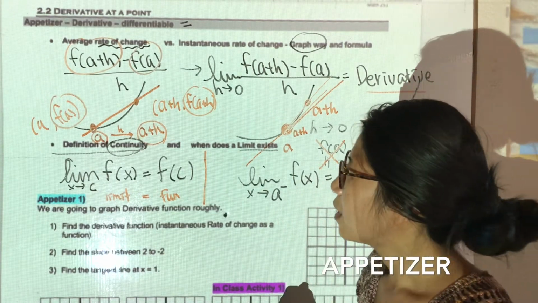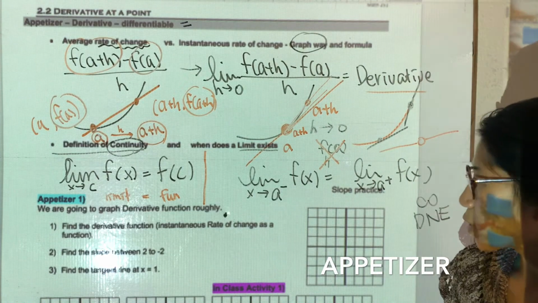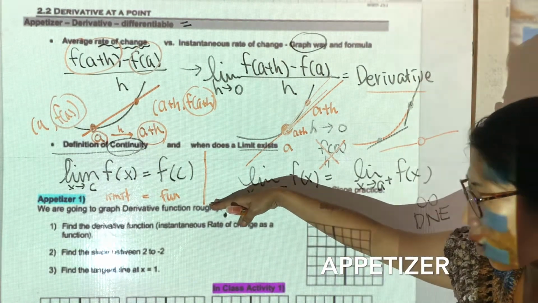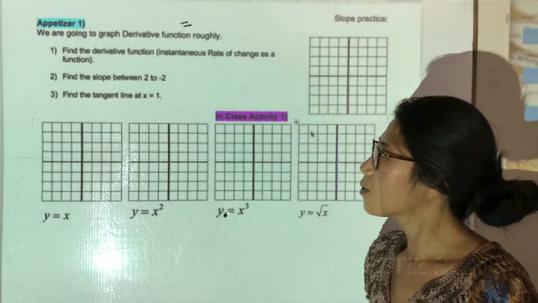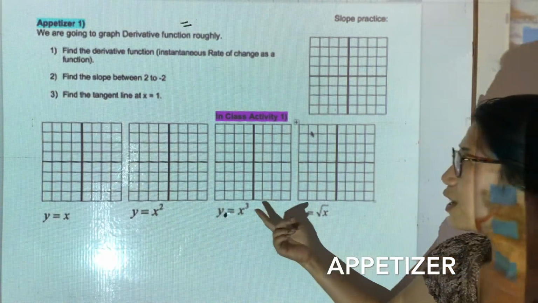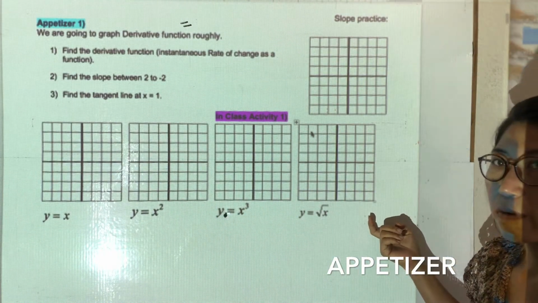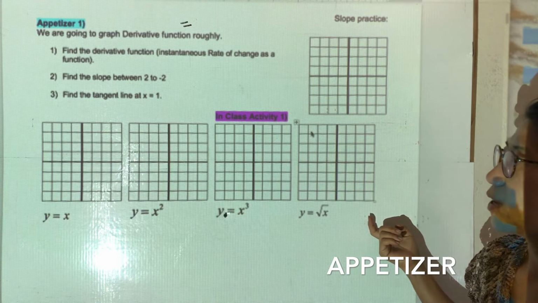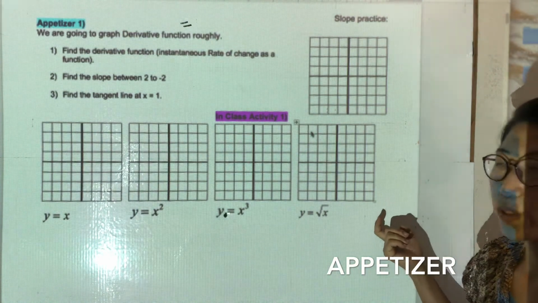So that was a little bit of review for our appetizer. Let's continue our appetizer 1 with the graph below. Let me remove the board quickly. So for our first appetizer, we are going to go back to our graph, but this time, instead of finding the average rate of change, I'd like to find the derivative, which is the instantaneous rate of change.